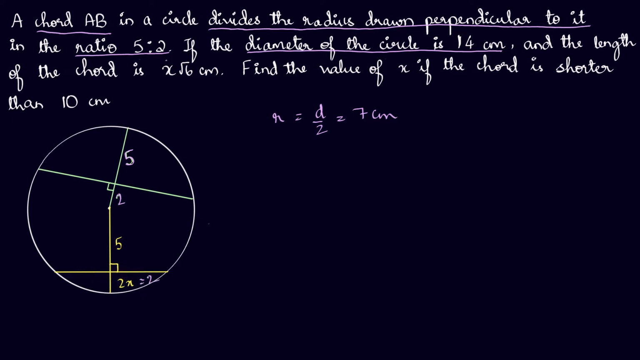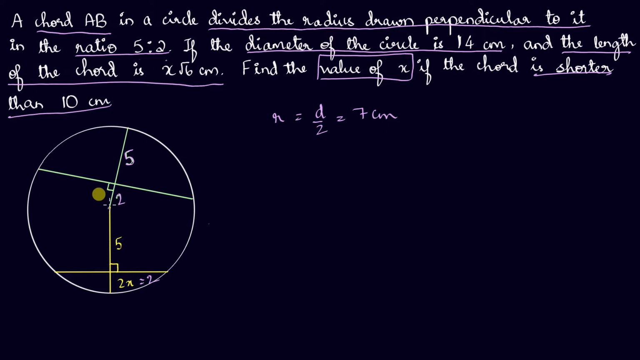Great. Now we need to find the length of the chord. Now that's not the objective here. The length of the chord is given to be x root 6 centimeters, and we know that the chord is shorter than 10 centimeters. Let's use both of these pieces of information, and we need to find the value of x. Great. So to be on the safer side, we'll just find the length of both of these chords.